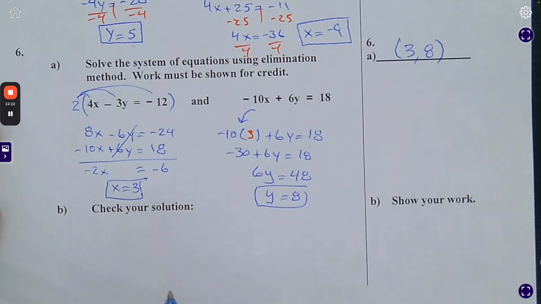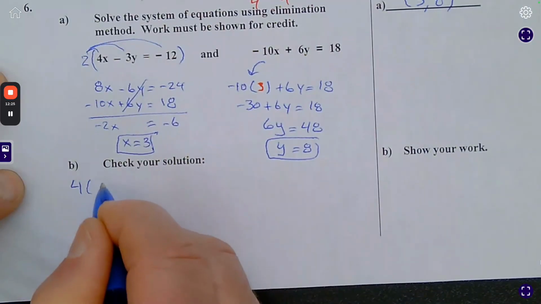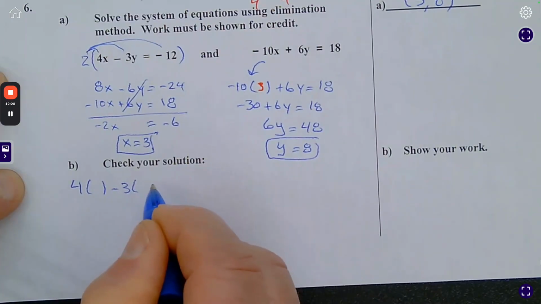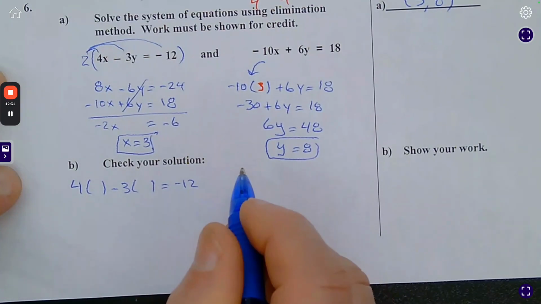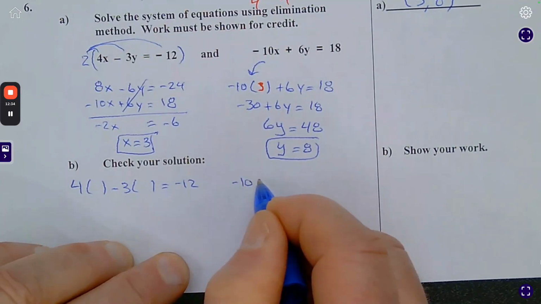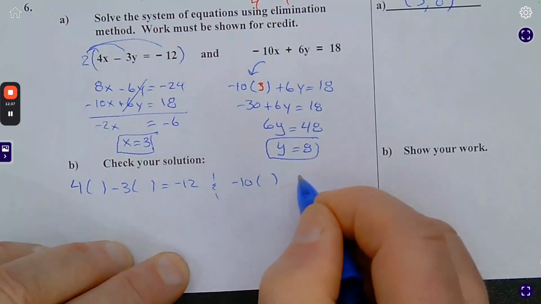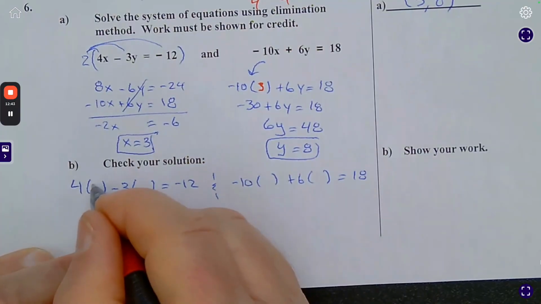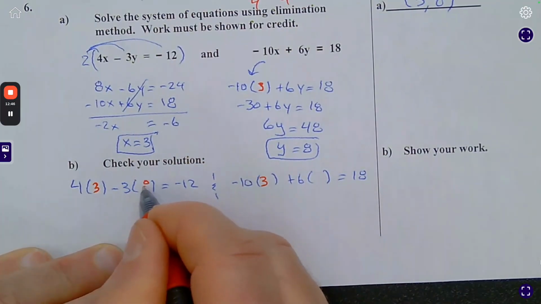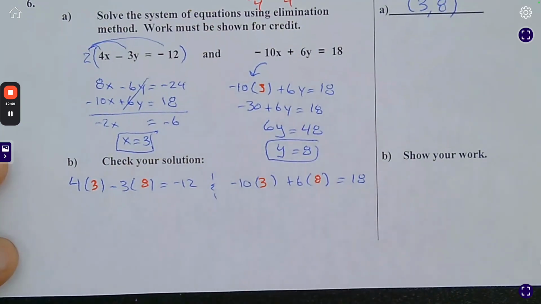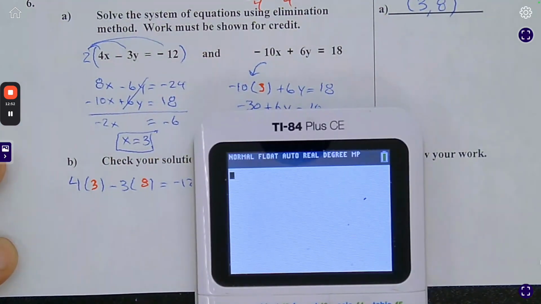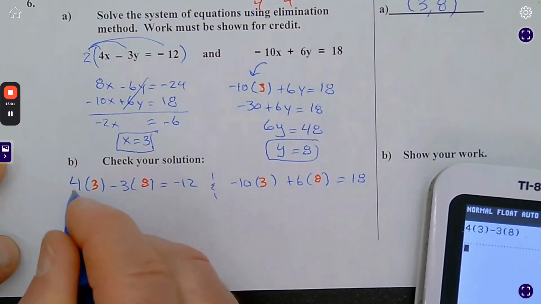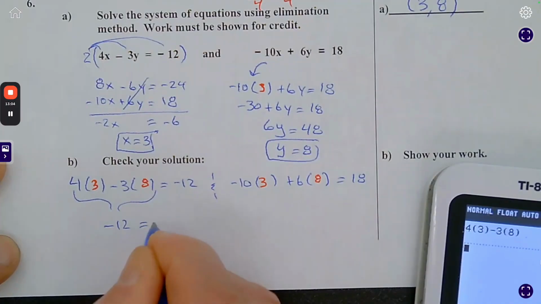All right, that's it. Let's check it. Go to the original equation. Where you see an x, you're going to replace it with 3. Where you see a y, you're going to replace it with 8. And I have to do it to both equations. Okay, so now x is 3. So boom, boom. Y is 8. Boom, boom. Just throw the left-hand side into your calculator. 4 times 3 minus 3 times 8, -12. So this whole thing simplifies to -12 equals -12.